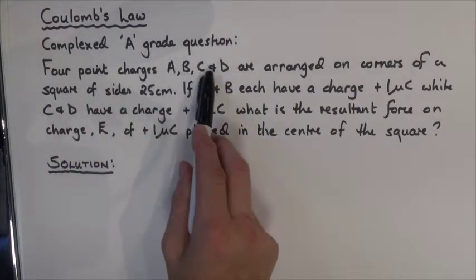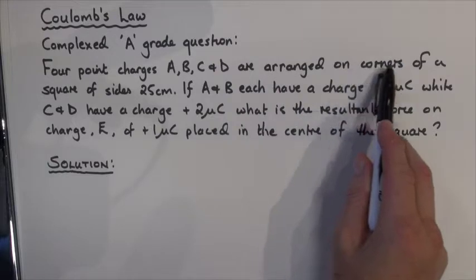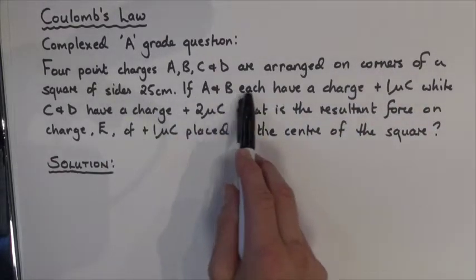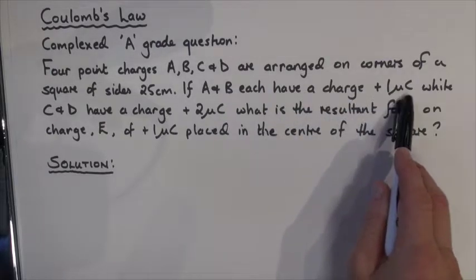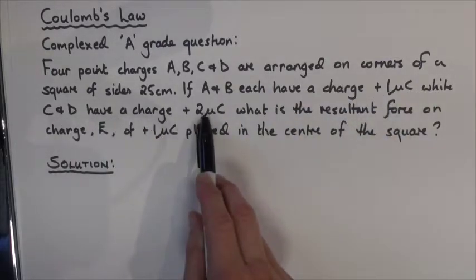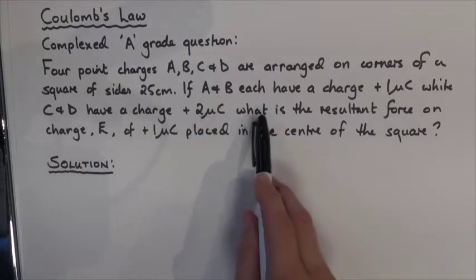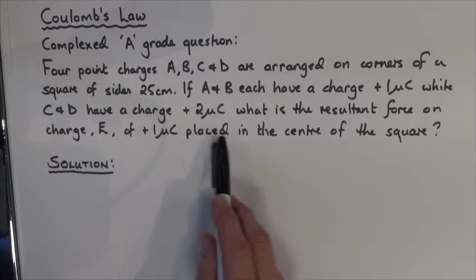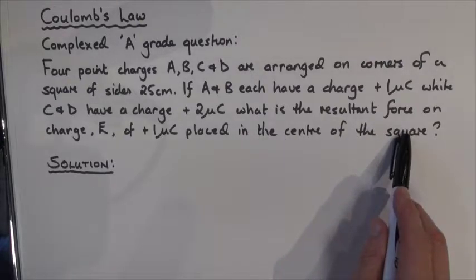Four point charges A, B, C and D are arranged on the corners of a square of sides 25 centimeters each. If A and B each have a charge of positive 1 microcoulomb, while C and D have a charge of positive 2 microcoulombs, what is the resultant force on a charge E of 1 microcoulomb placed in the centre of the square?